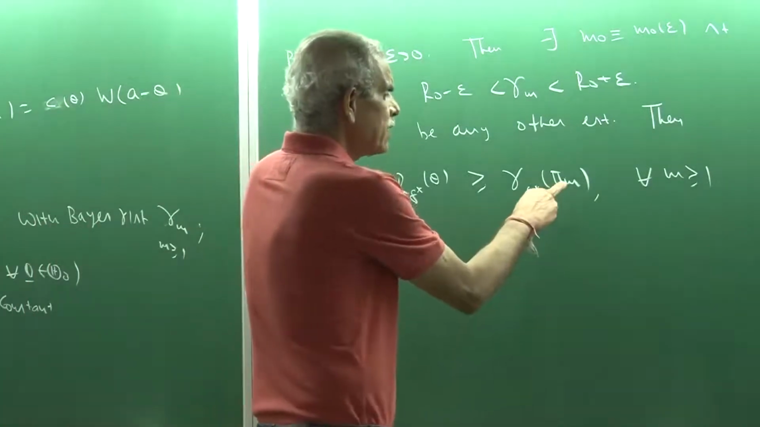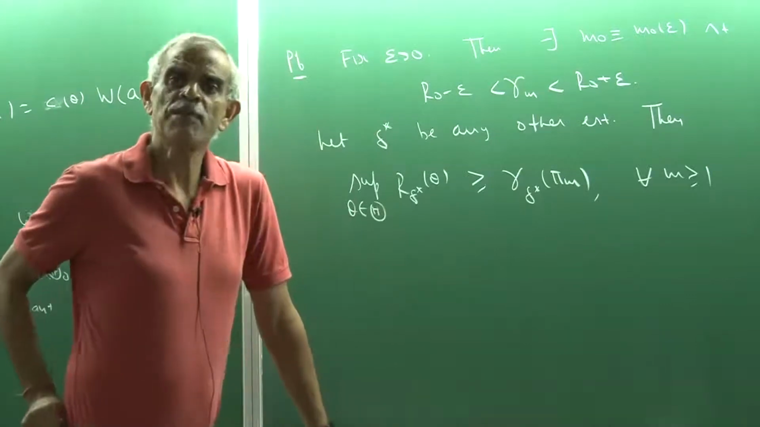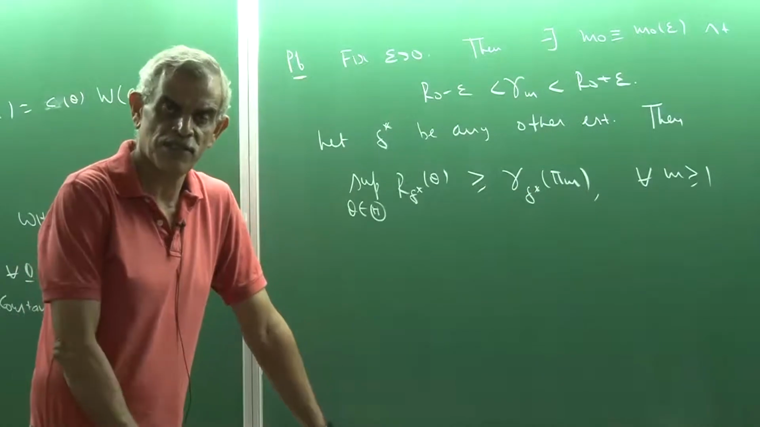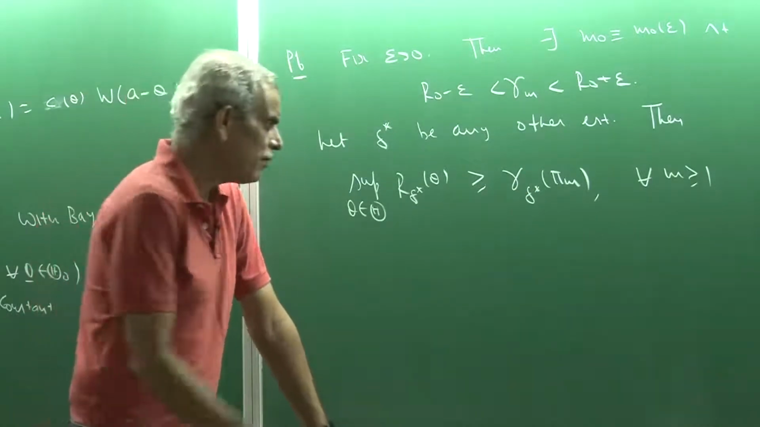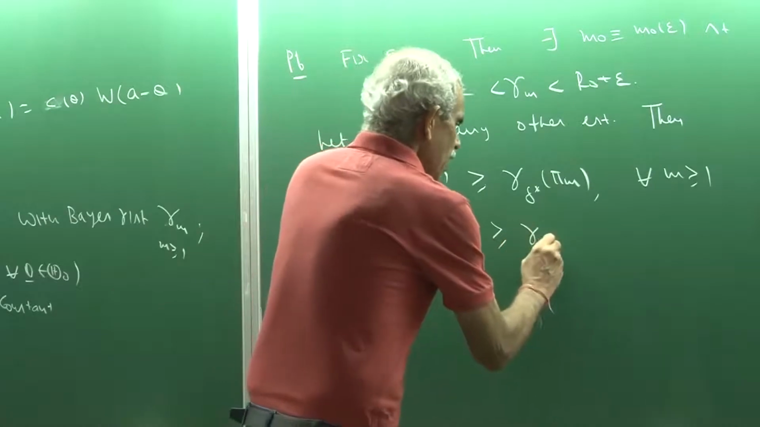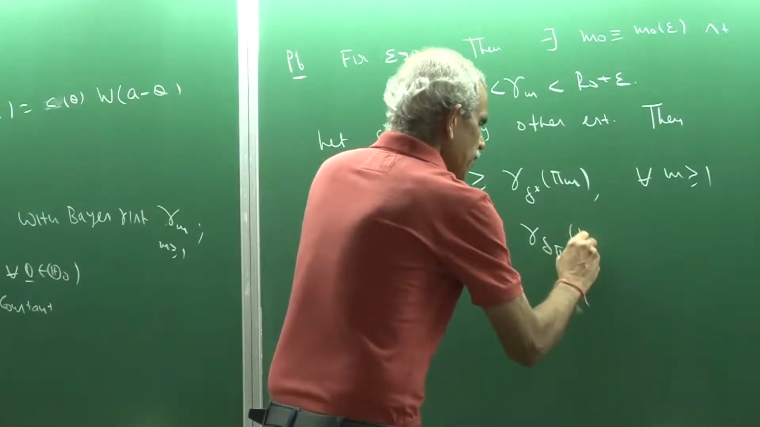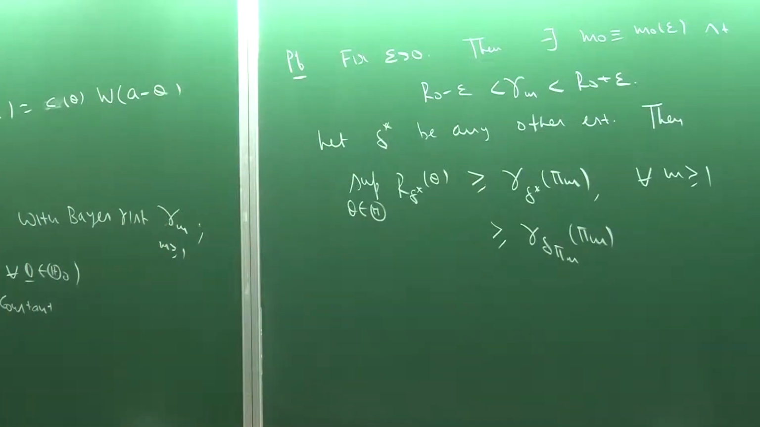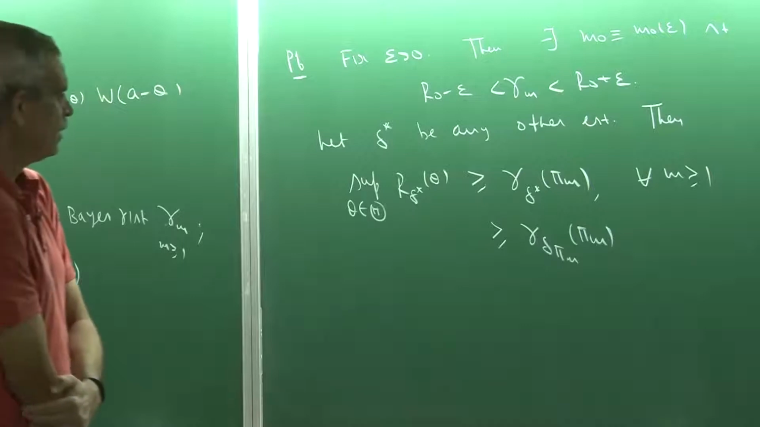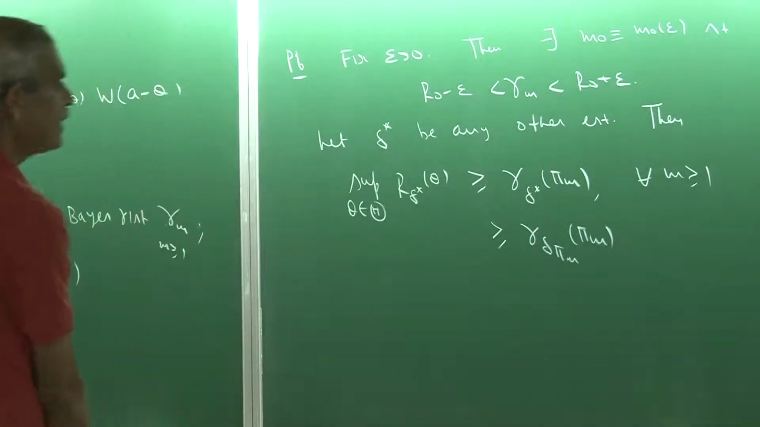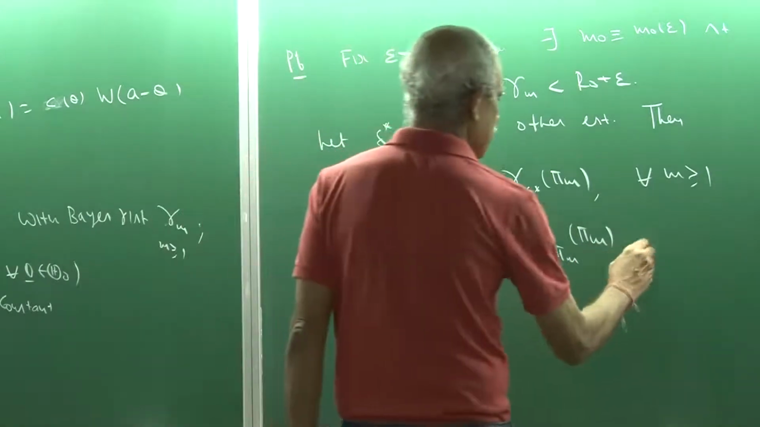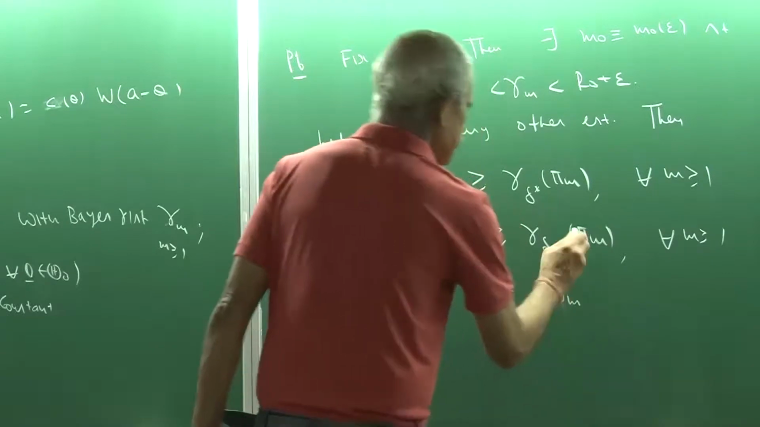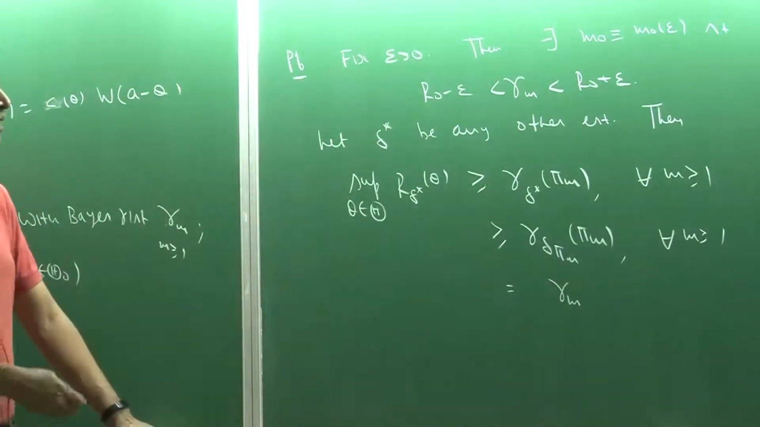But I know that corresponding to the prior pi m, delta pi m is the Bayes rule. So that means the Bayes risk of delta star under the prior pi m would always be bigger than or equal to the Bayes risk of delta pi m under the prior pi m. So this would always be greater than or equal to R delta pi m, pi m, for every m greater than or equal to 1, which is basically nothing but Rm. R delta pi m is the Bayes risk of the Bayes rule, which is nothing but Rm.